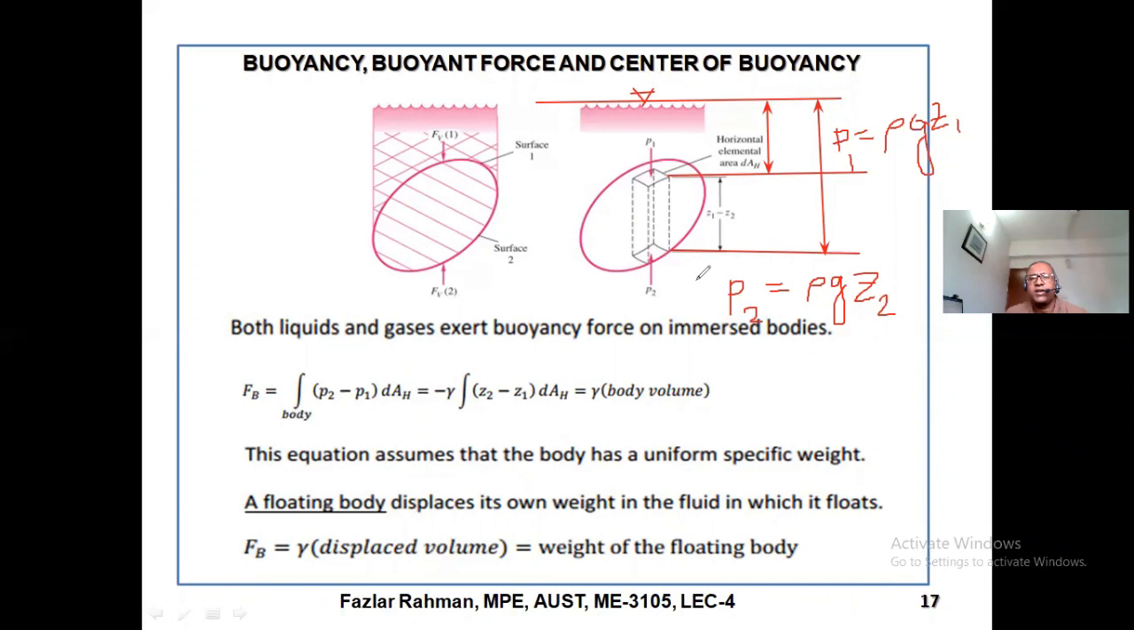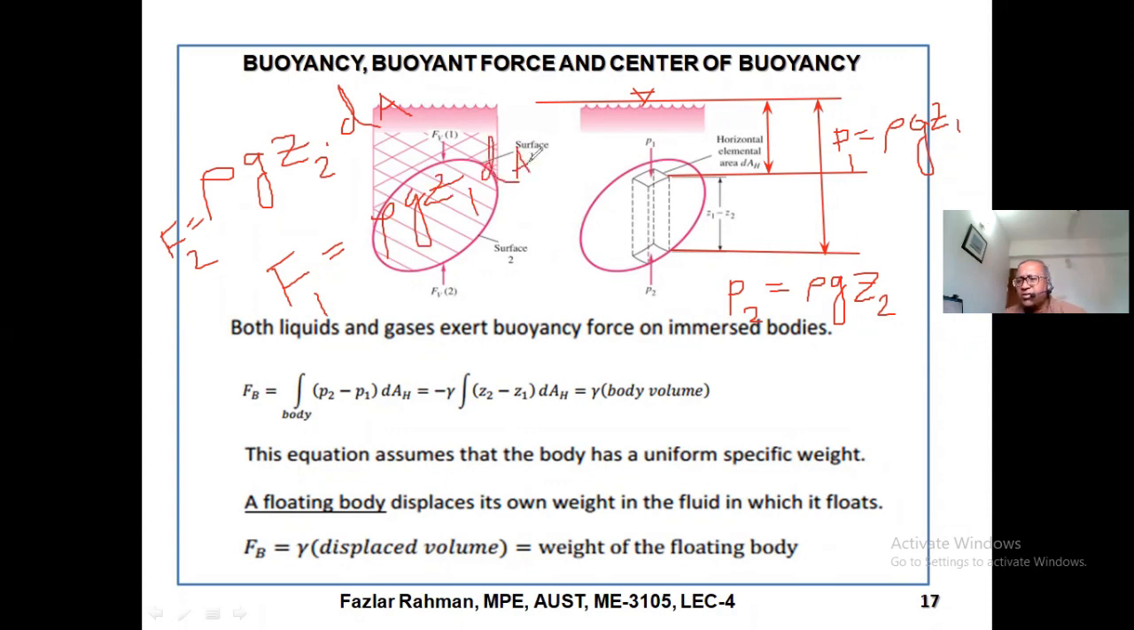So the force working at the bottom, in the upward direction, will be rho g Z2 into the area of this little box, area dA. So this much force is working upward, right? This I am calling F2. Similarly, the force working downward equals rho g Z1 dA.